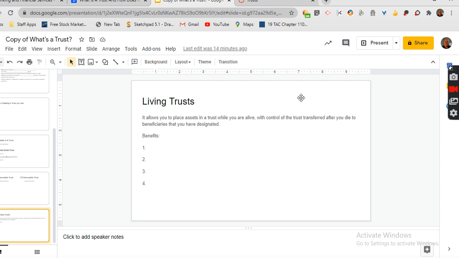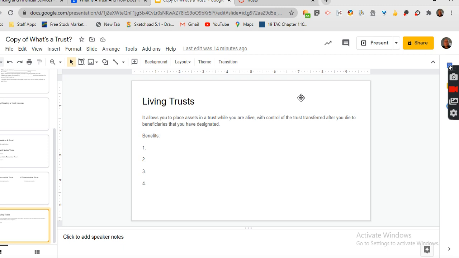When I die, the trust knows what to do with that money, whether it be paying out to my kids, giving to a charity, a hospital, a church, or an organization, or whatever. So that's what a living trust does.